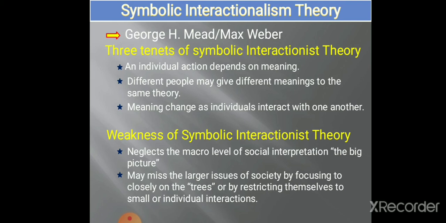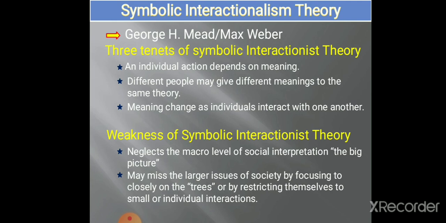There are three tenets of symbolic interactionism theory. First, an individual's action depends on meaning. We act based on the meaning we give to symbols. Symbols can be actions, objects, or words. Second tenet, different people may give different meanings to the same things. Meanings change as individuals interact with one another.